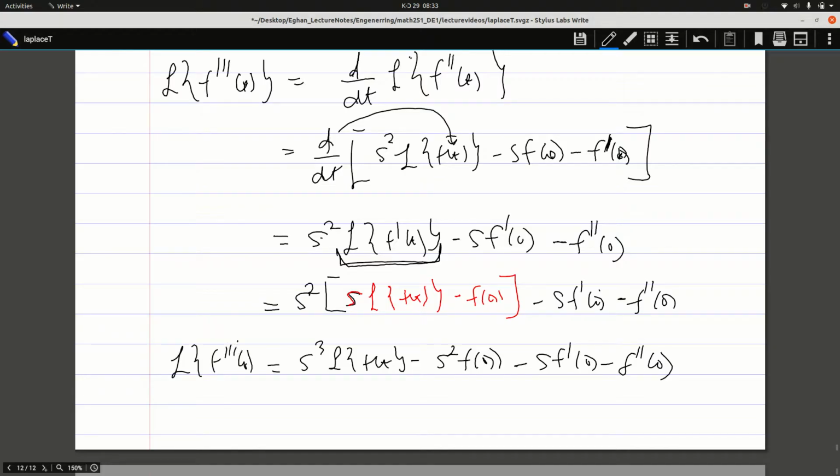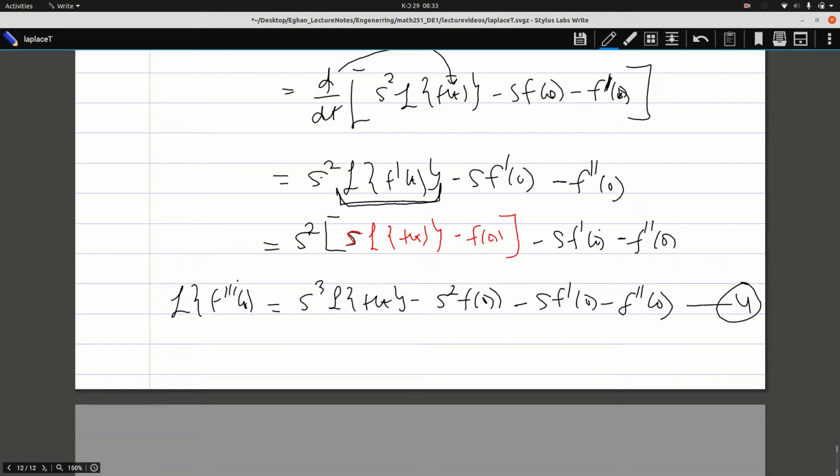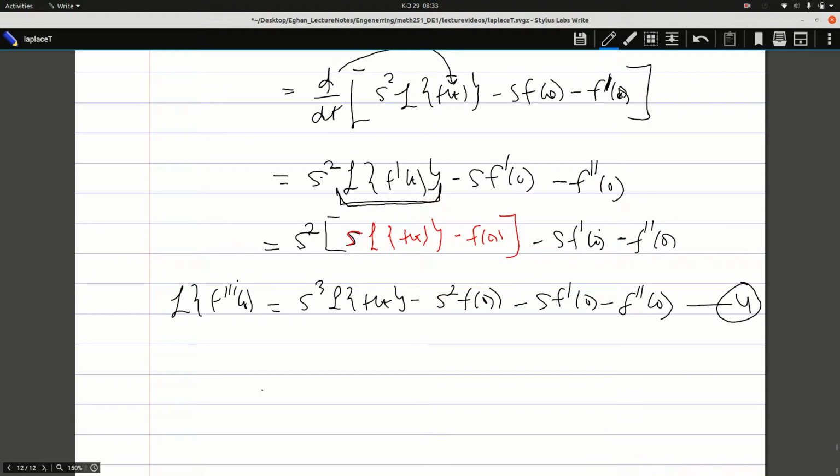equation 4. And so with this, I can find the fourth derivative, I can find the fifth derivative, f of v, I can even find the sixth derivative, and so on up to the nth derivative, the Laplace transform of all these.